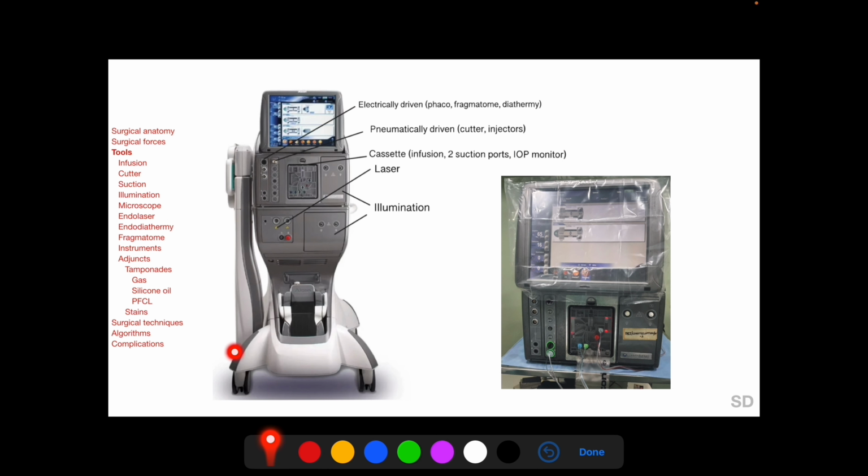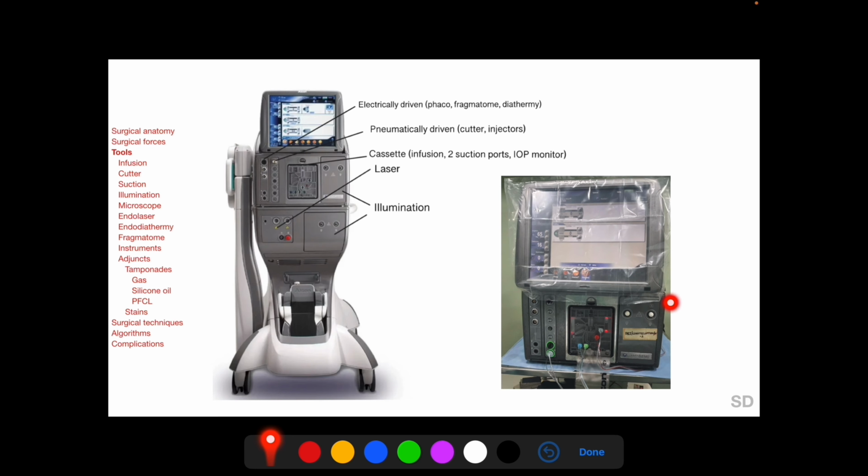This is probably the most commonly used vitrectomy machine worldwide, which provides multifunctionality for pars plana vitrectomy, which can be controlled on this monitor. The ports for infusion and suction along with cassette attachment is located here. This module has the ports for the electrically driven tools such as diathermy and phacofragmatome. This module has the ports for the pneumatically driven tools such as the vitreous cutter and the viscous fluid injector. These 2 modules provide illumination and a 532 nanometer laser is provided by this module.